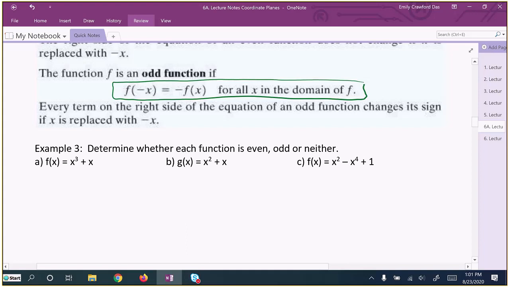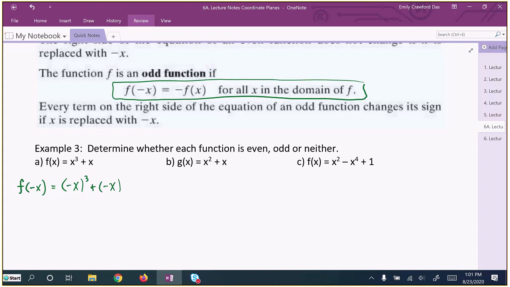So determine whether each function is even, odd, or neither. I know that the way that I start is always the same. I plug in negative x. So I have minus x cubed plus minus x. Everywhere that I had x, I replace it by negative x. I simplify, and what I want to find out is, do I have minus f of x in the end? Then I'll call the function odd. Do I get back the original function f of x in the end? Then I'll call the function even. If neither one is true, then I say it's neither odd nor even.